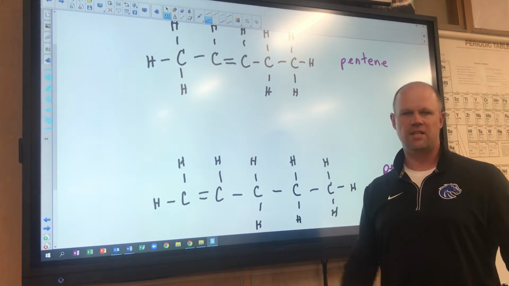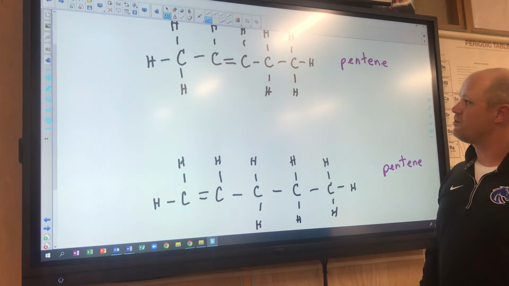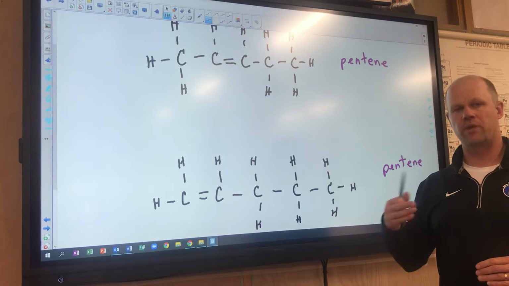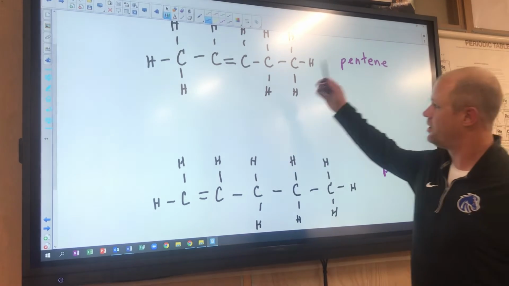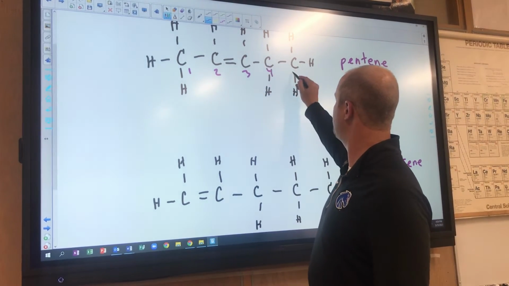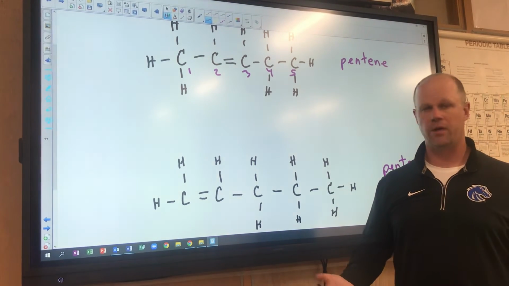And they actually behave slightly different depending on what they're interacting with. So chemists have used a system where they take a number, and the number tells you the location. And how do we tell a location? They number this based on the carbons. 1, 2, 3, 4, 5. And they'll use the smallest number possible to signify what's going on.